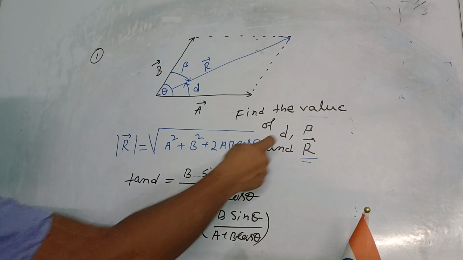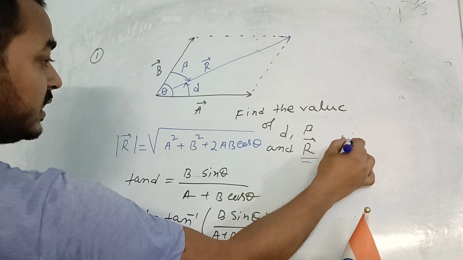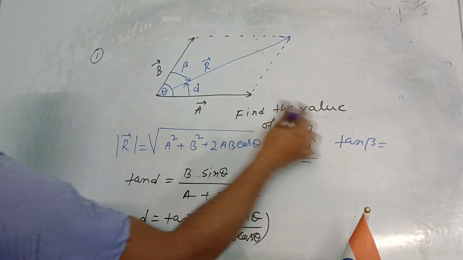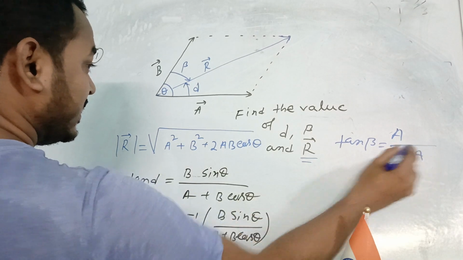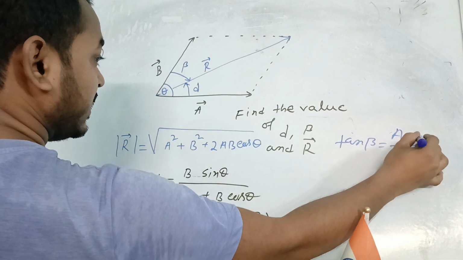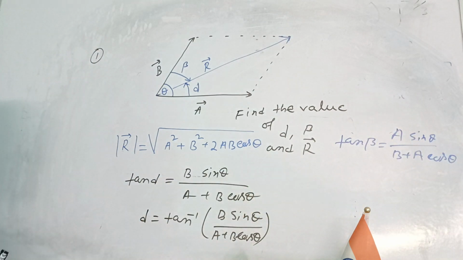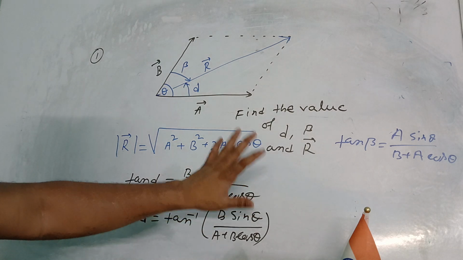Now beta, they are asking what is beta. So how to find beta? We can write tan beta is equal to, we have to write a, then b plus a, sin theta, cos theta. So a sin theta divided by b plus a cos theta. So like this you can easily calculate it.